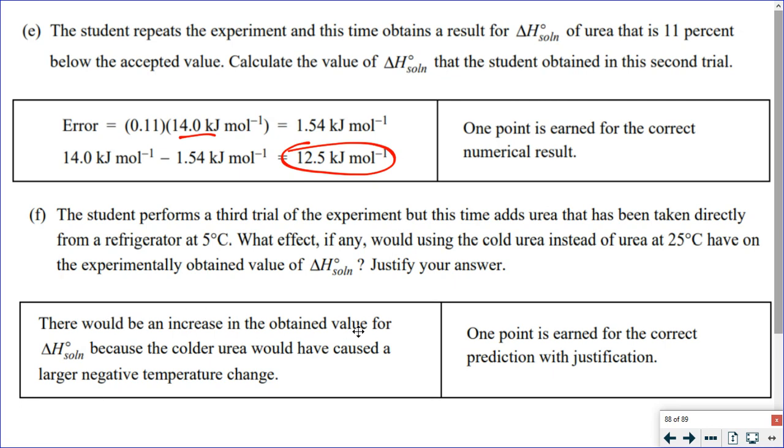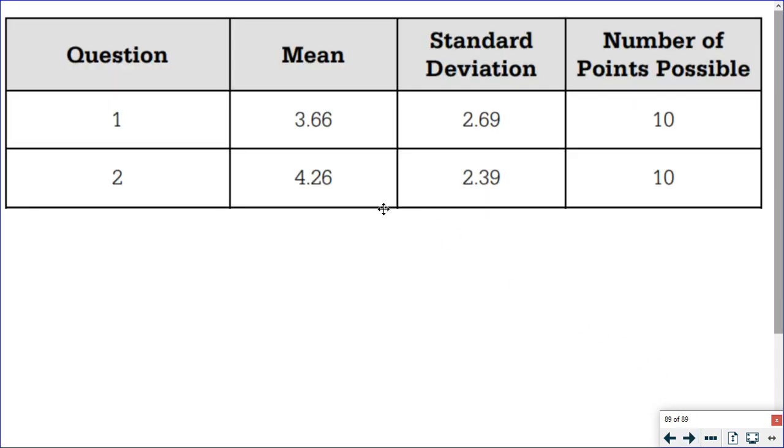There would be an increase in the obtained value for delta H solution because the colder urea would have caused a larger negative temperature change, or it would have absorbed more energy. You get 1 point for that answer with the correct justification. And your total for this problem, if you want to compare, 4.26 out of 10. That's your average. If you're beating that, good job.